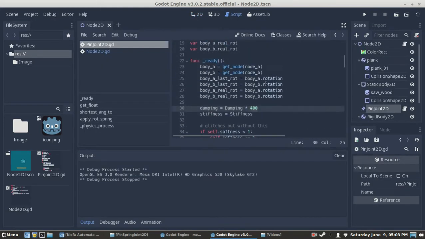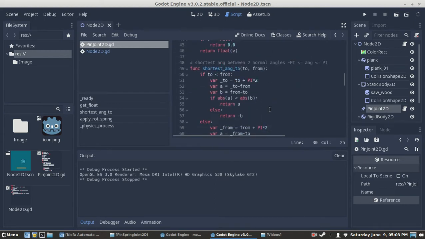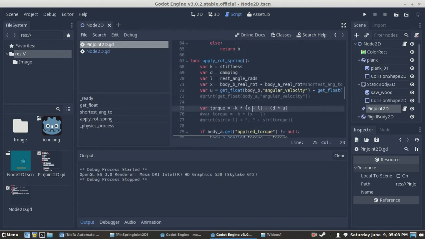As usual, I just used this formula, some physics formula I found. It's how you find the torque to apply. X is the difference between the rotations of the bodies, and L is the desired angle that we're trying to get to. Basically it'll try to make the rotations of these two bodies coincide based on this angle.